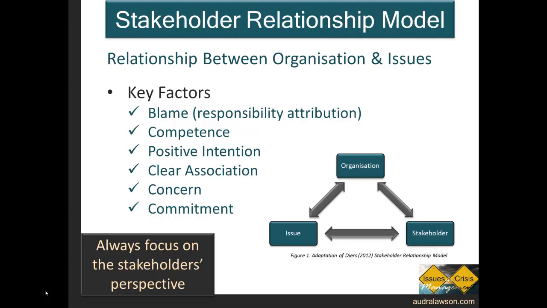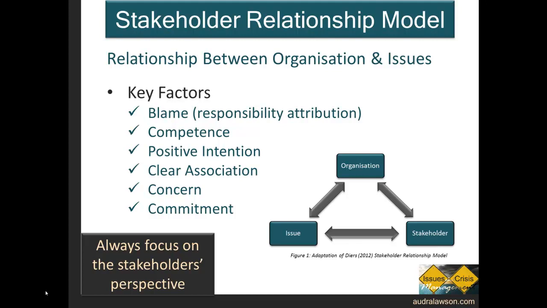Stakeholders make judgments about organizations and their connections to the issues based on a number of factors. Now, research is still identifying all of these factors, but these six are the ones that have emerged across a large body of research, multiple authors, books, and journal articles, all in the last 10 to 15 years. Remember, each of these represents a judgment from the stakeholder's perspective about the nature of the relationship between the organization and the issue. This means that there could be very different judgments for different issues or types of issues.